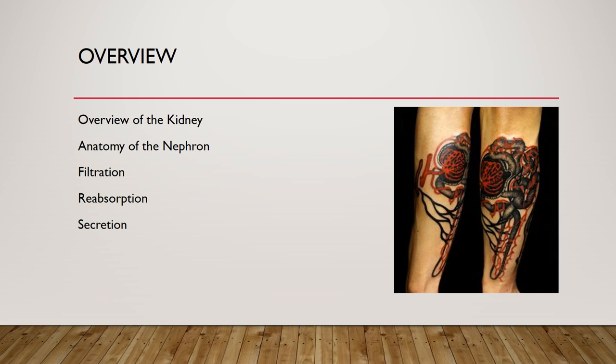We have also looked at filtration, which occurs between the glomerulus and the Bowman's capsule. We have looked at reabsorption, which causes molecules to move from the tubule back into the blood. And finally, we have looked at secretion, which is where the body actively transports substances from the blood into the nephron.